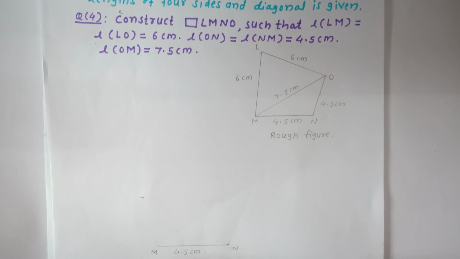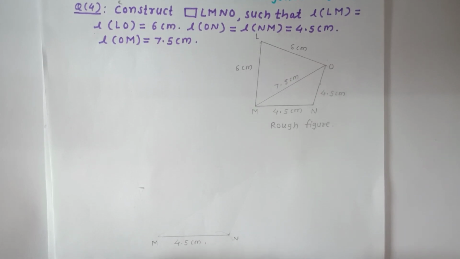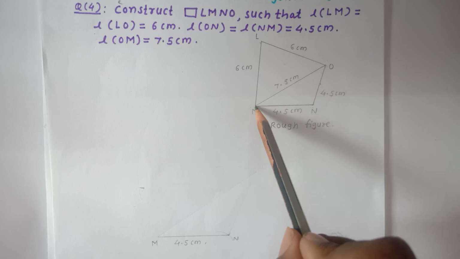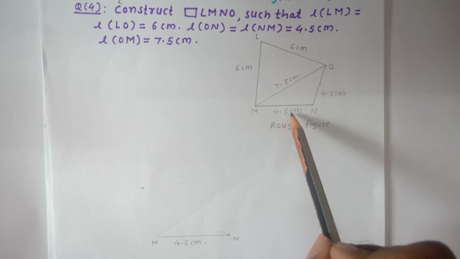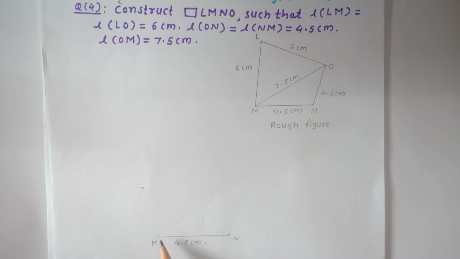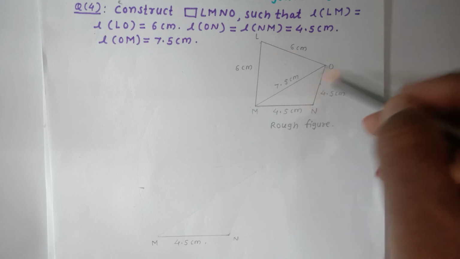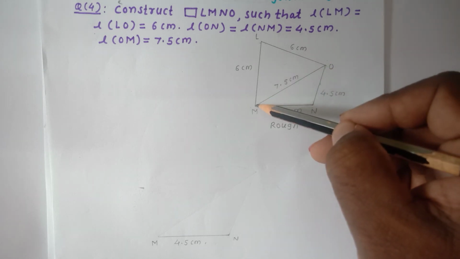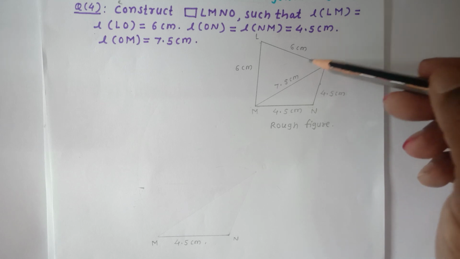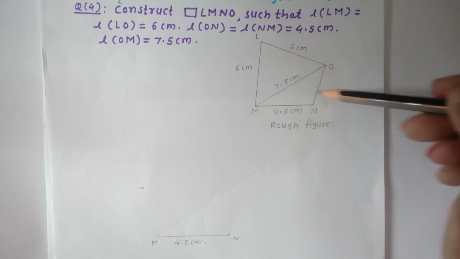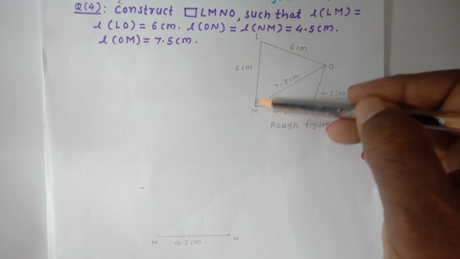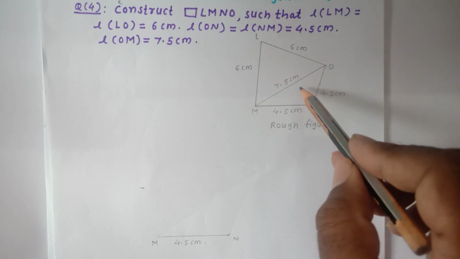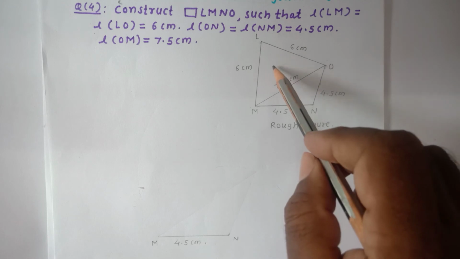Now let's start to construct this quadrilateral. Now length of MN is equal to 4.5 cm. So draw a segment of 4.5 cm by using a scale. Now we have to draw this triangle. Due to this OM diagonal, the quadrilateral is divided into 2 triangles, triangle MNO and triangle MLO. At first we have to draw this triangle and then this triangle.